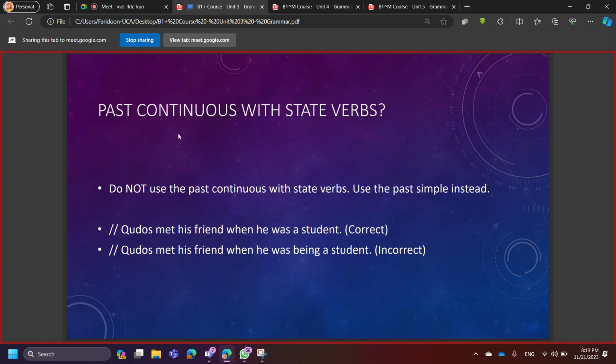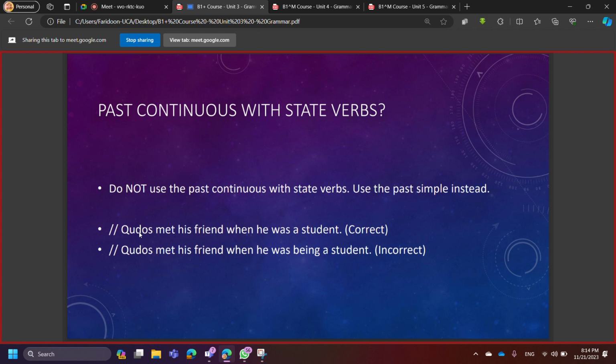So what about the past continuous with state verbs? Is that even possible? Well, to answer it very briefly, no. Do not use the past continuous with the state verbs, okay? If you want to talk about state verbs, use the past simple instead.